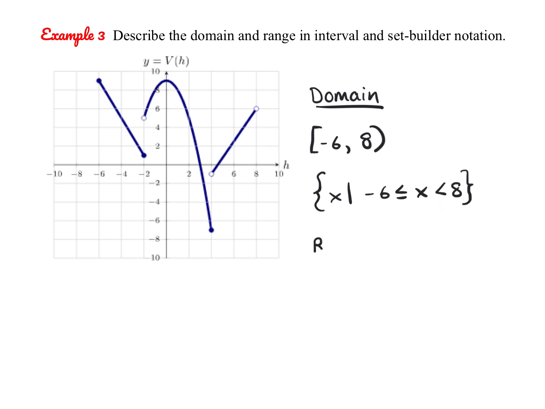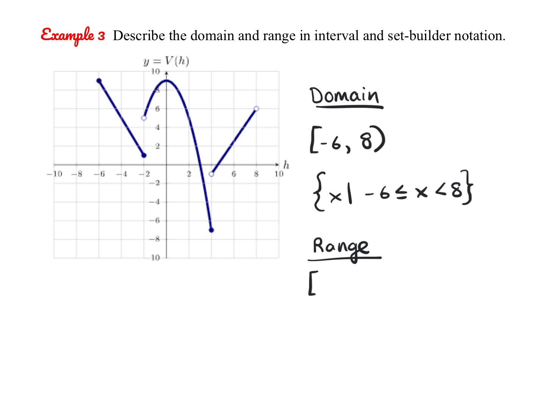Now for our range, let's take a look. So again, as long as the y value exists somewhere, we will include it. So here around y equals 5, I know it's not included here, but it is included somewhere else. Here at 6, it's not included here, but it exists somewhere. So really our range is going to be everywhere between, I'll just estimate that this is -7 all the way up to 9. So again, as long as it exists somewhere, we will include it.